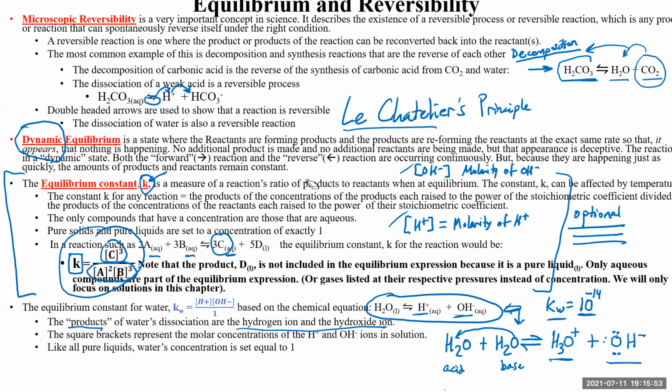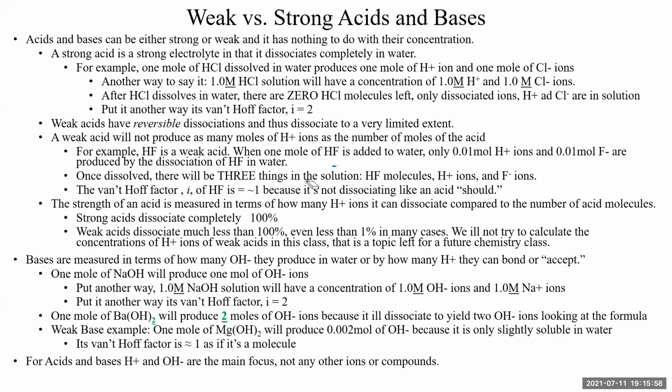Okay, so let's go here. Our discussion about reversibility and equilibrium brings us to a discussion of the distinction between weak and strong acids and bases. I think I've already hinted at it that weak acids and weak bases are the only kinds of acids and bases that undergo a reversible process. Their dissociation is reversible.